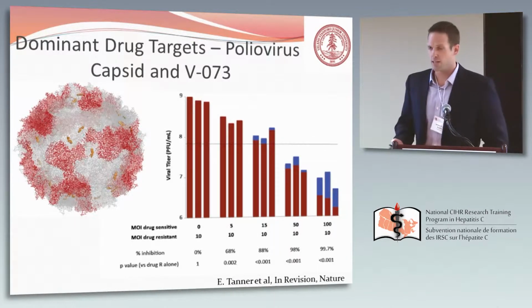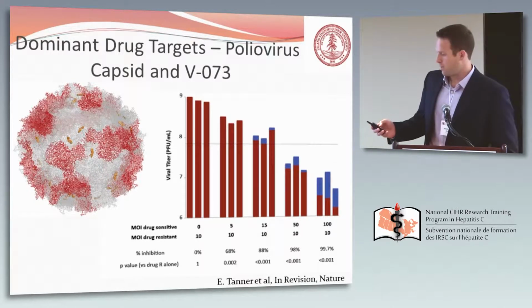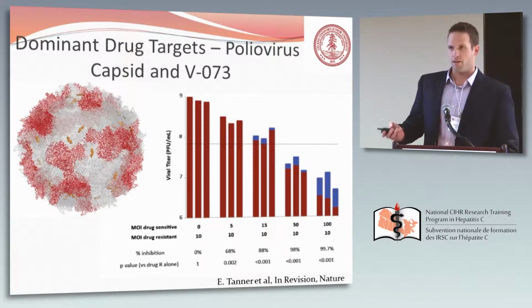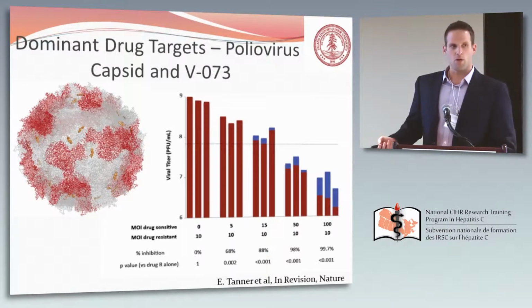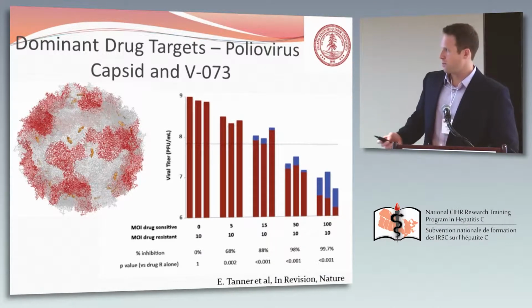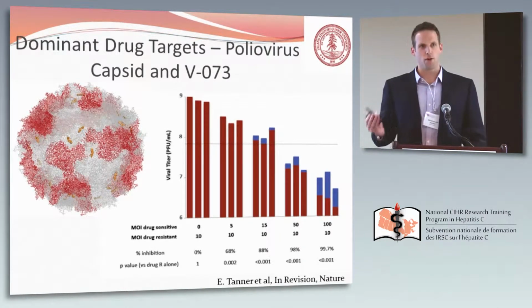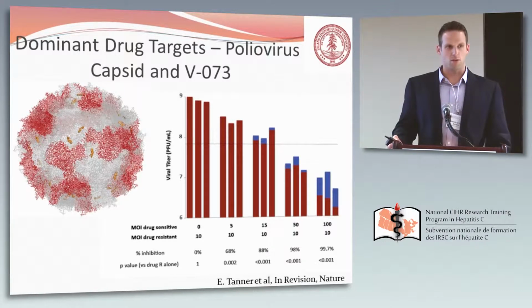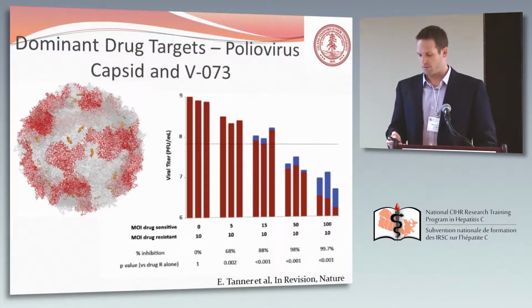And our data support this idea. In the first column on the left, we've got a strain of poliovirus that's resistant to VO73. When you grow it in HeLa cells on its own in the presence of VO73, it grows quite well. But as you titer in escalating doses of drug-sensitive virus, you repress the outgrowth of all viruses, including drug-resistant ones, in those cells.